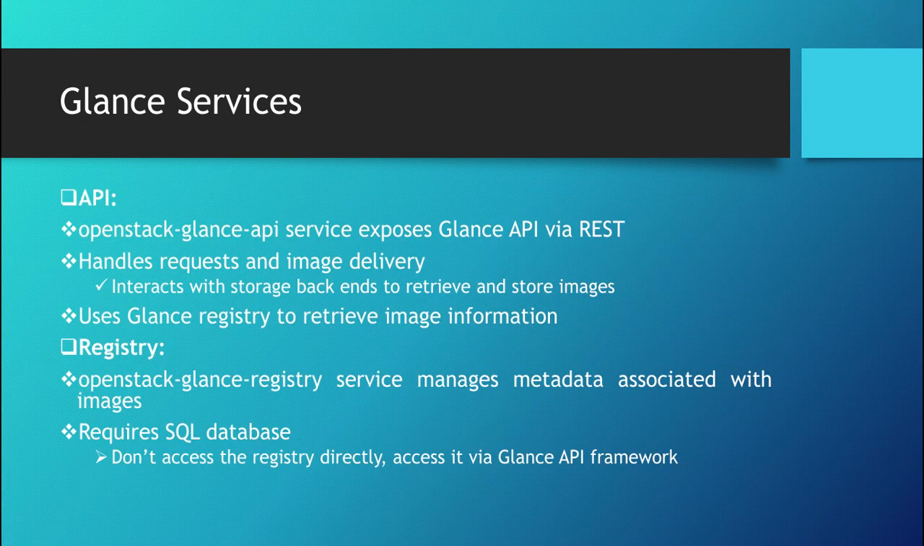There are various services under Glance. One of them is the API service, for which the backend service is openstack-glance-api. This service exposes the Glance API via REST. It also handles requests and image delivery. It interacts with storage backends to retrieve and store images. You might be using Swift, a file system or a web server as a storage backend, so you will be using the API service to retrieve or store images on those backend storages.